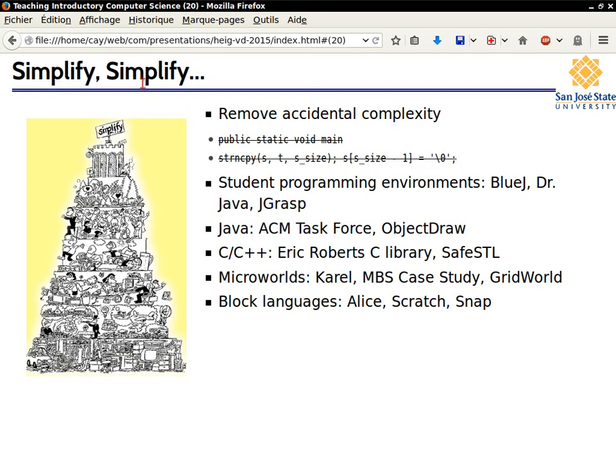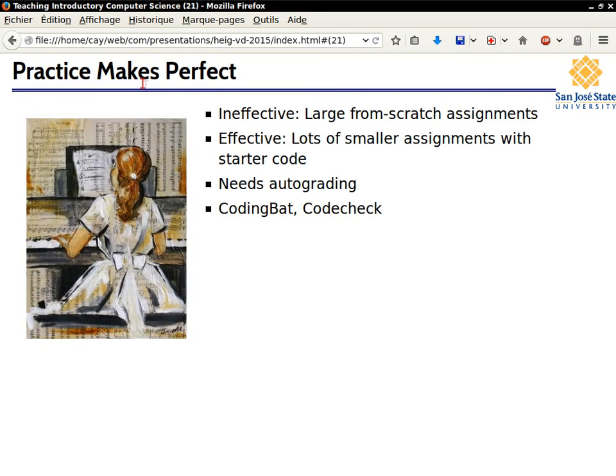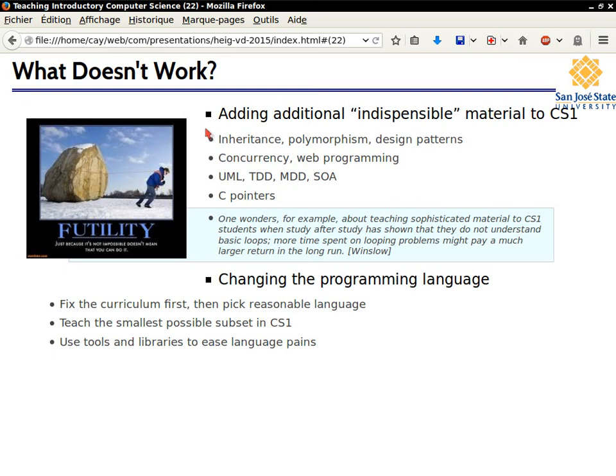So there are micro worlds and block languages and that kind of stuff that are invented to give students a simplified view of the world. And they generally work fine. Practice works. So it's really effective to use an autograder, which there are more and more of, and I'll show you that next time, that gives students lots and lots of little practice exercises. It's just like when you learn to play the piano. You don't start by playing some large and complicated piece. You play very small things, and they get gradually more complex. And you practice a lot, and that works well with coding.